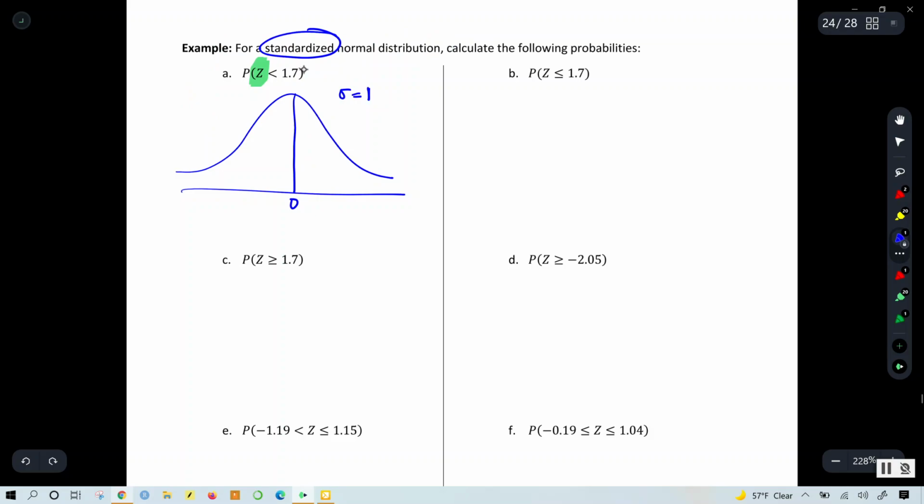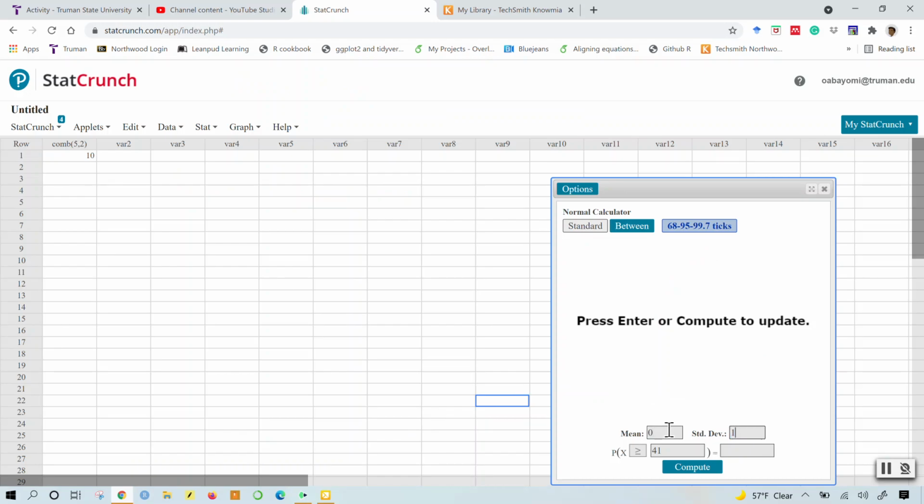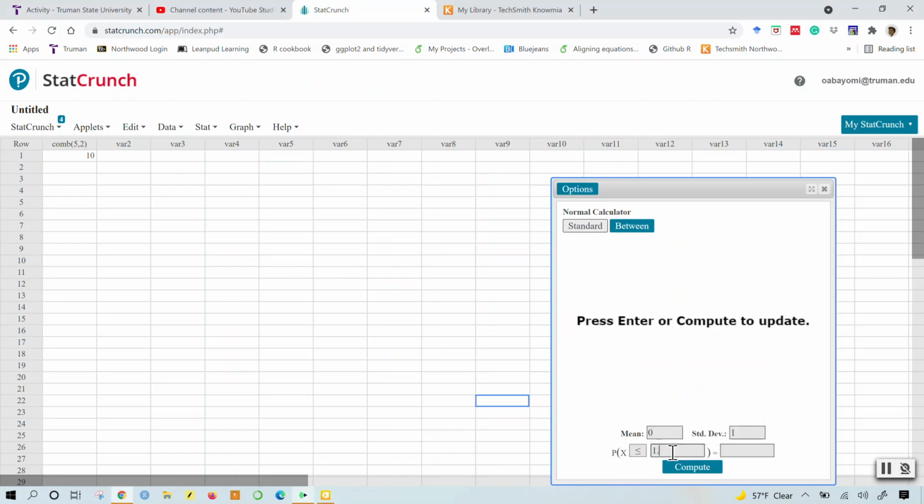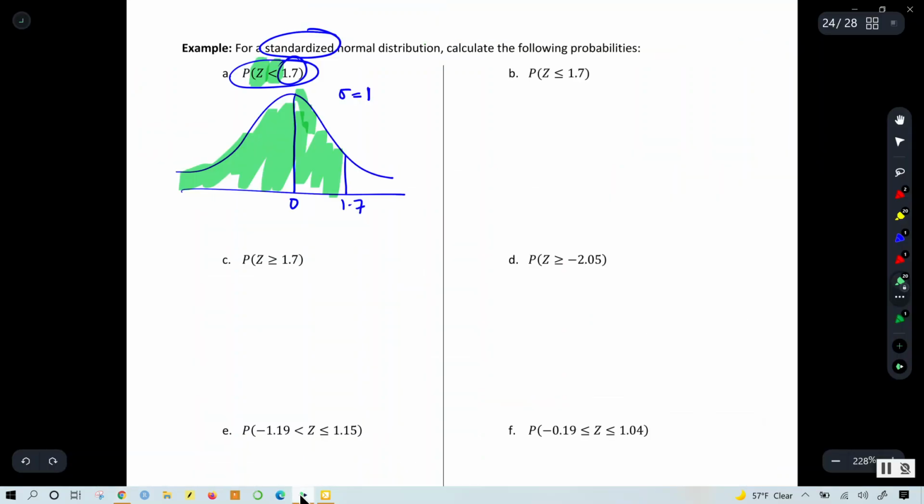All right, with that said, I'd like to find this probability. I am interested in the positive number 1.7, and I would like to compute the probability less than. So I'm looking at this region, and I'll go to StatCrunch. In StatCrunch, I'll set my mean to 0, my standard deviation to 1, and I'm interested in less than or equal to 1.7. I key that in here and I have 0.9554.